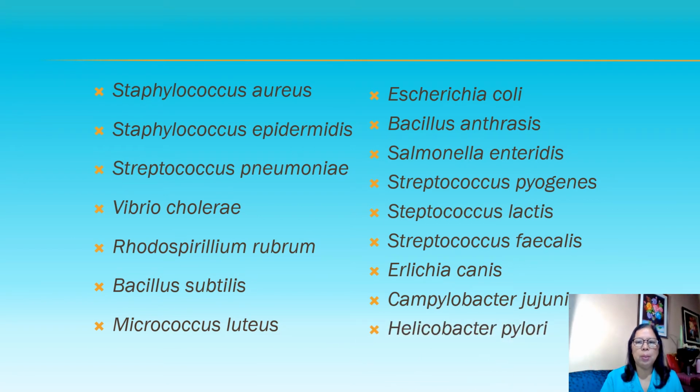So let us try to make some exercises. Staphylococcus aureus, what is the shape? Coccus, so it is round. Staphylococcus epidermidis, it is round. And the prefix Staphylo means they are in clusters. These are also in clusters. So Streptococcus, from the suffix coccus, they are spherical in shape and they are arranged in chains.